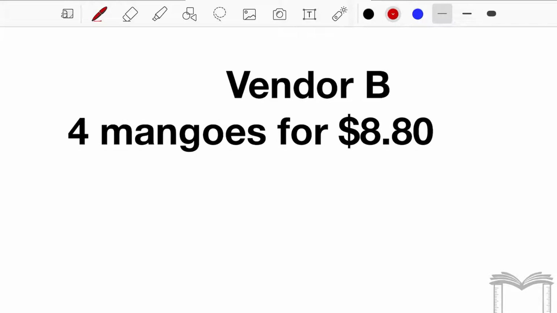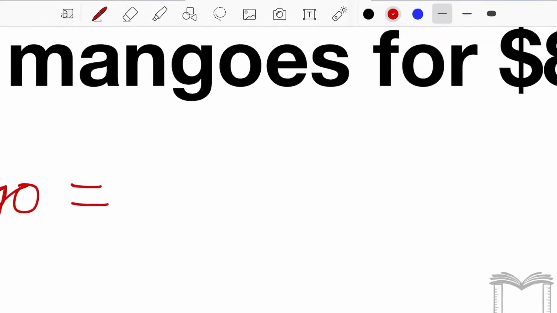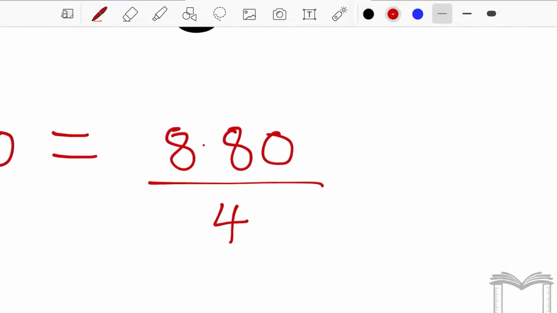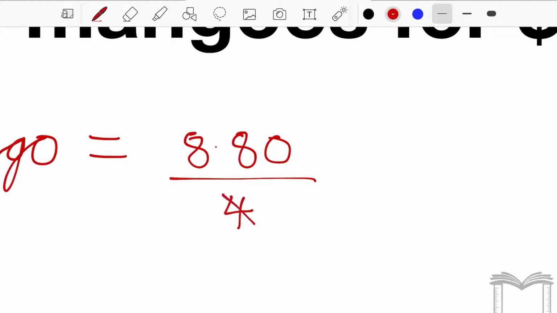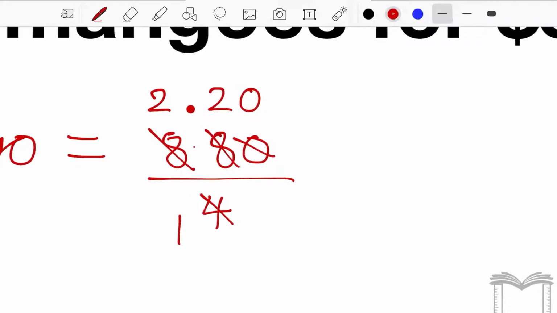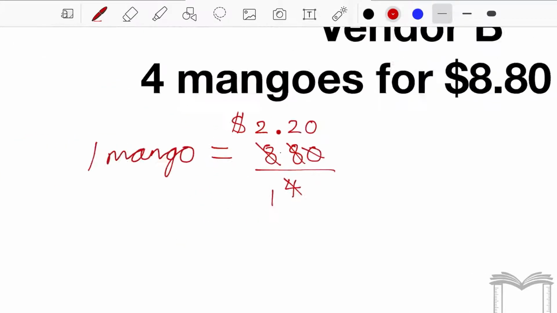Vendor B, we will do similar working. We want to determine the price of 1 mango. So it's 4 mangoes for $8.80. So we divide the price by 4. 4 into 4, 1. 4 into 8 is 2. Put back the decimal point in the same place. 4 into 8 is 2. Put back the end 0. So the answer is $2.20.